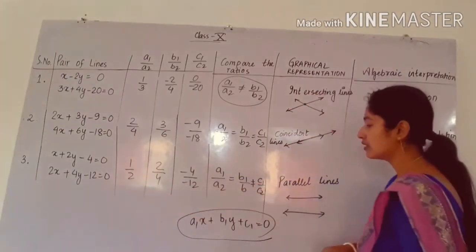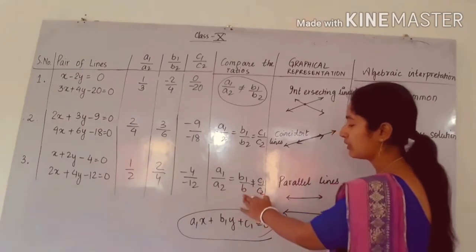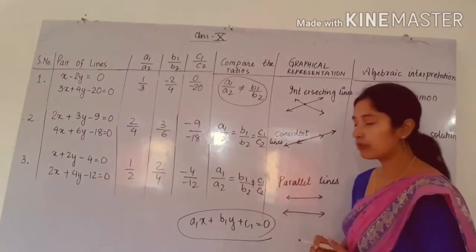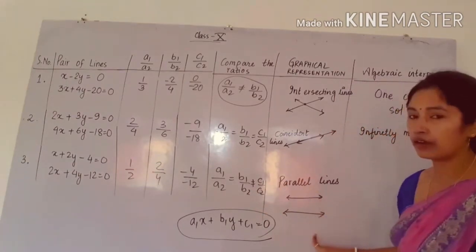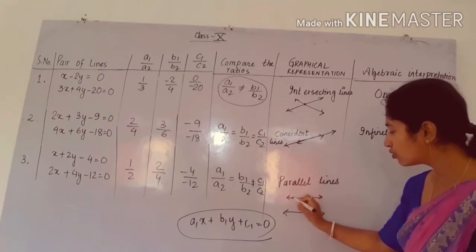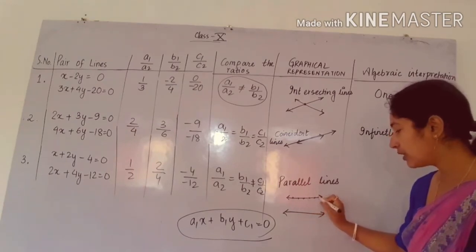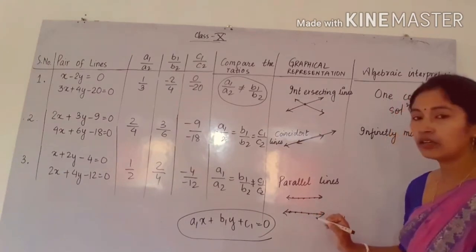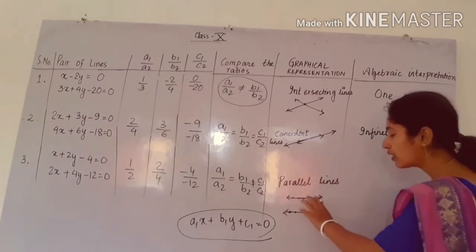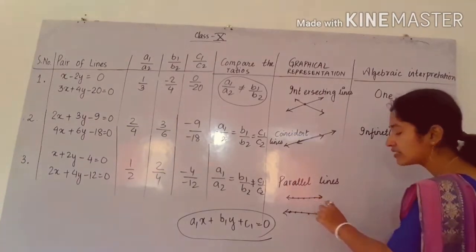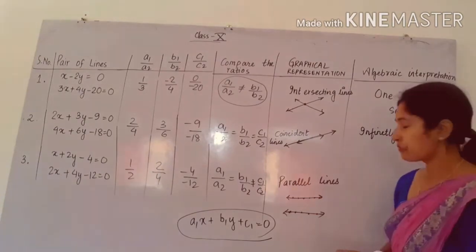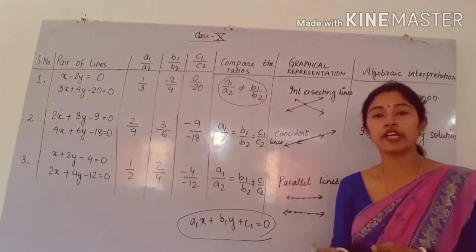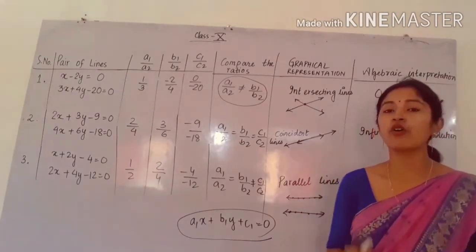Then the third condition is, if a1 by a2 is equal to b1 by b2, meaning the first two ratios are equal, but it is not equal to what? c1 by c2. Then the lines will be what? Parallel. Here also one line goes through infinitely many points. Similarly, the second line also goes through infinitely many points. But as you see, there will be no common point because the two lines are not intersecting with each other. So one line has infinitely many solutions, the other line also has infinitely many solutions, but they don't have a common solution.